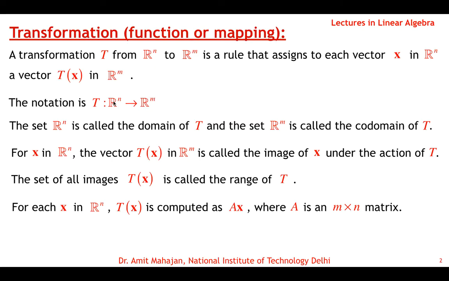So the transformation Tx can be computed as A times x, where A is an m cross n matrix, and if you are given a matrix A which is m cross n, then obviously we are talking about a transformation from the Rn space to Rm space.